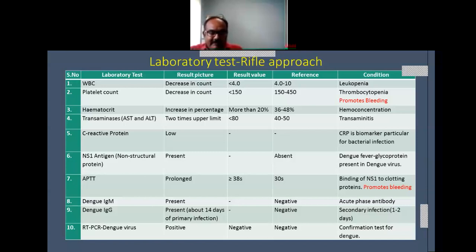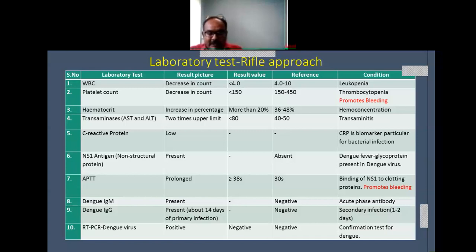Whereas if CRP is very low, it is a clue that the patient may suffer from viral disease. But in the course of time, during viral progression, what happens? Superinfection of bacteria will happen. In that case, your CRP is increased. That is what is happening in SARS-CoV-2 also. And NS1 is a very specific antigen which is synthesized by the dengue virus, like the spike protein in COVID, which is present in all dengue positive cases.